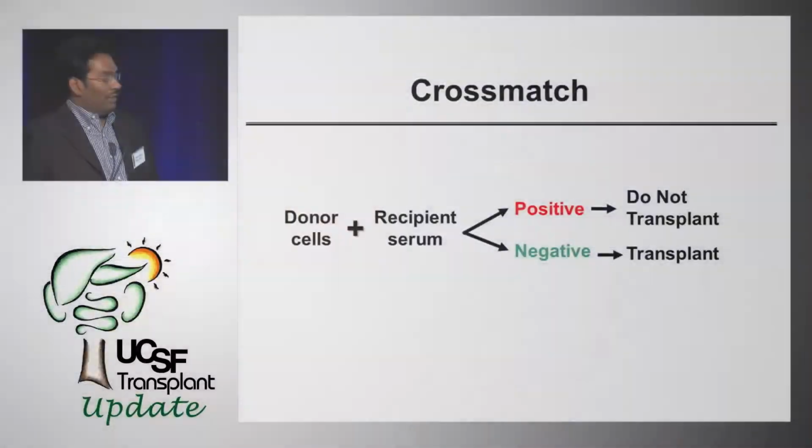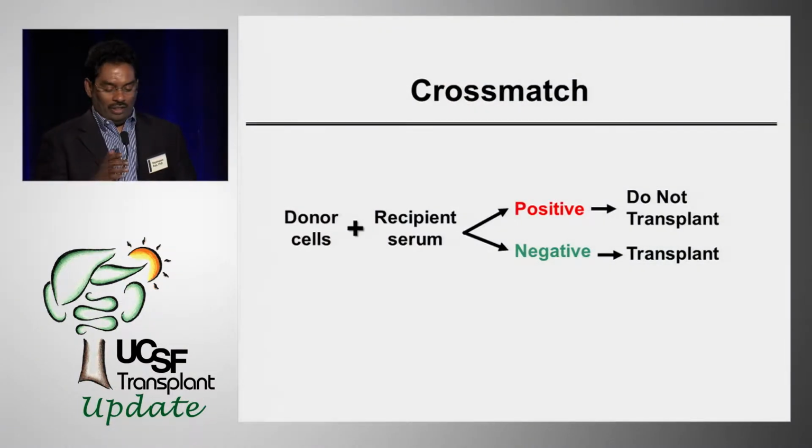So this is the virtual cross-match, but it is the reality of most of the cross-matches that we do in the laboratory. Everyone in this room knows about the cross-match. We have been doing this for years and years. It's a very simple laboratory test, just taking the donor cells and mixing with the recipient and seeing if any antibodies present in the recipient serum bind to the donor cells. So the readout will be positive cross-match or negative cross-match. Positive cross-match, don't transplant, and negative cross-match, do the transplant.